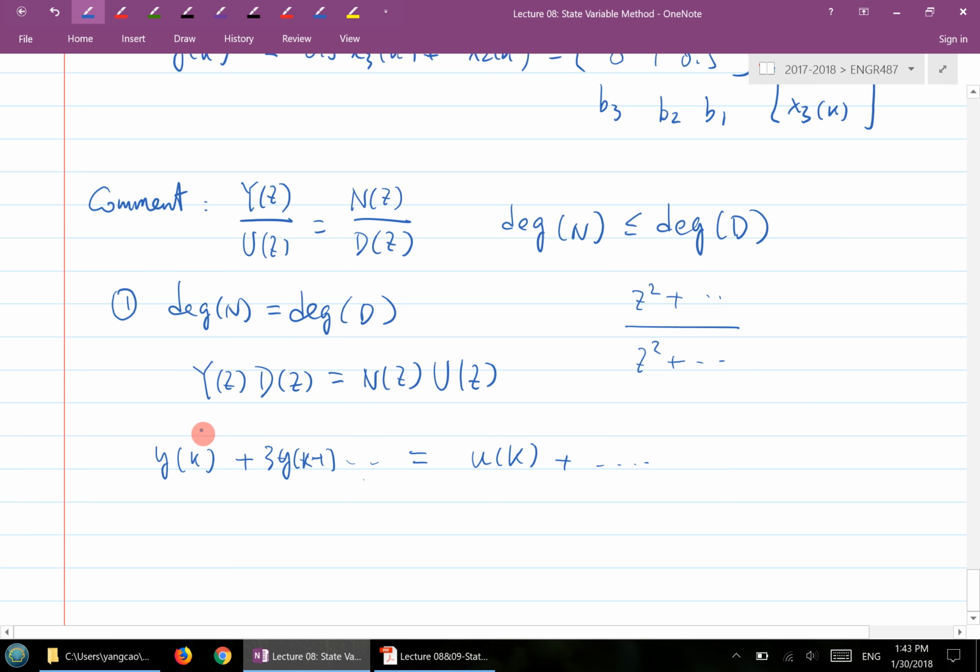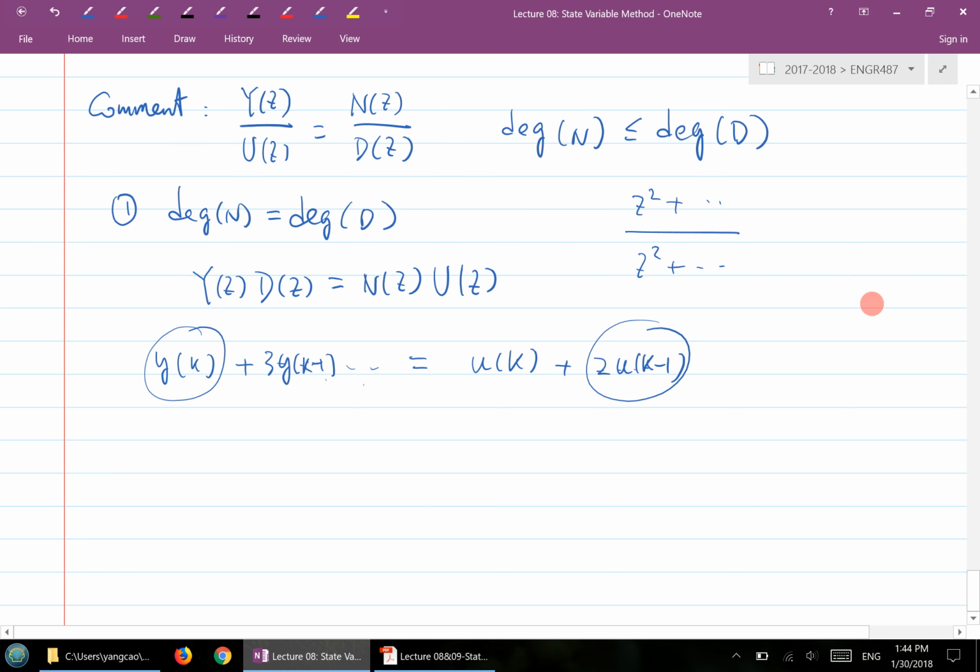So now you can see your output y of k directly depends on the previous input, let's say u of k minus 1. It also depends on the previous output, and it also depends on the present input. So basically your current output depends on the past input, current input, and also past output value. That makes sense, right?